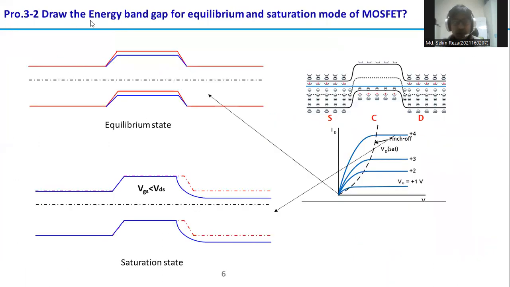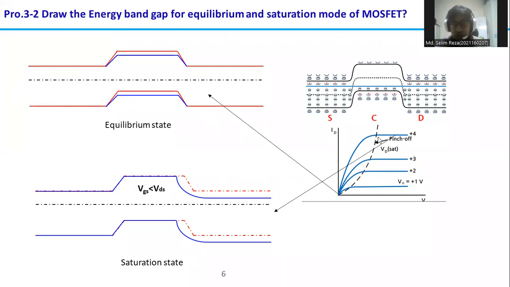And the next question is, draw the energy band diagram of equilibrium and saturation mode of MOSFET. So for the equilibrium mode, consider this one as one semiconductor, the channel, and this for the other semiconductor, or we can say this is the source, this is the channel, and this one is the drain. So the band diagram will be the red color. The red color for this region is at the initial or equilibrium position. The Fermi level will be this.